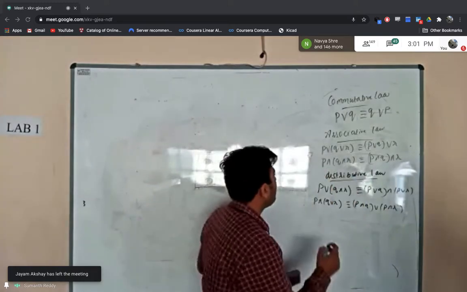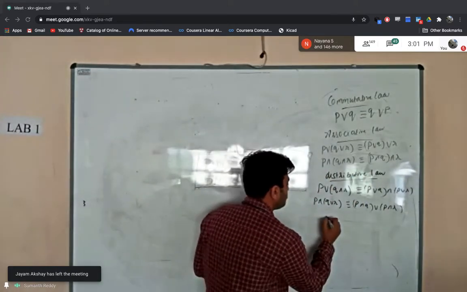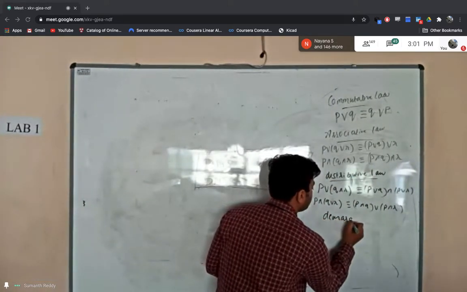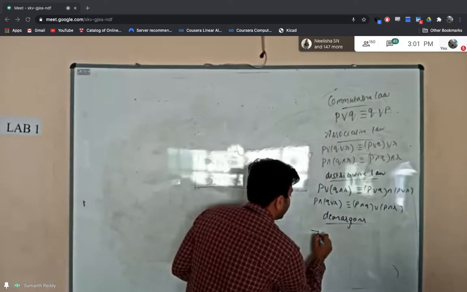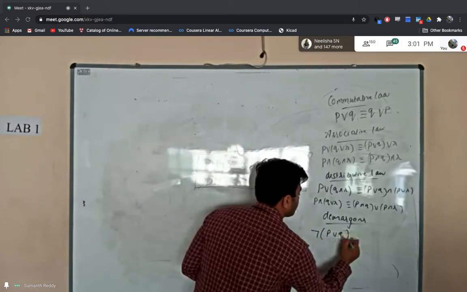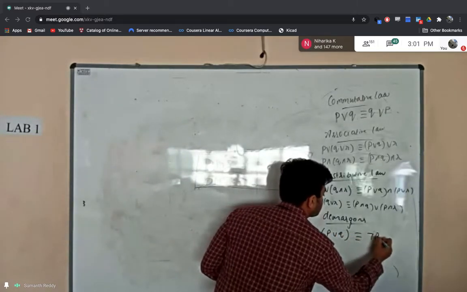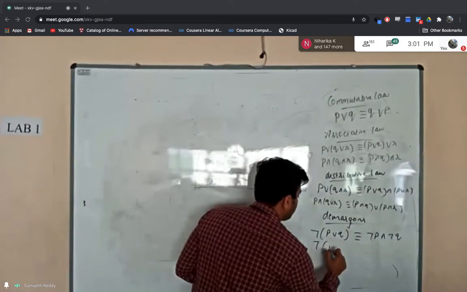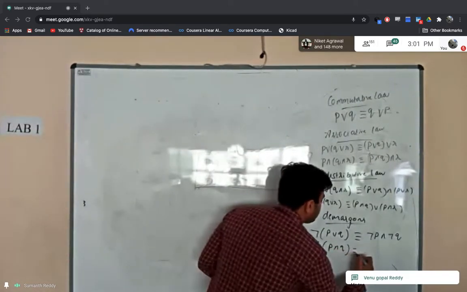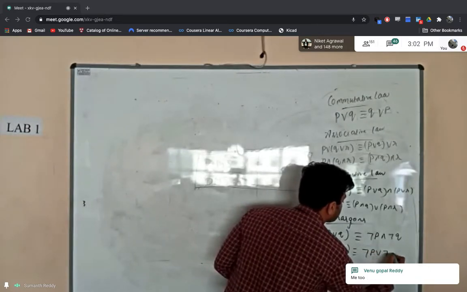Along with that, I'll mention a few more laws. We have De Morgan's law. De Morgan's law states that the negation of (P or Q) is logically equivalent to the negation of P ∧ the negation of Q. Similarly, the negation of (P ∧ Q) is the same as the negation of P or the negation of Q.